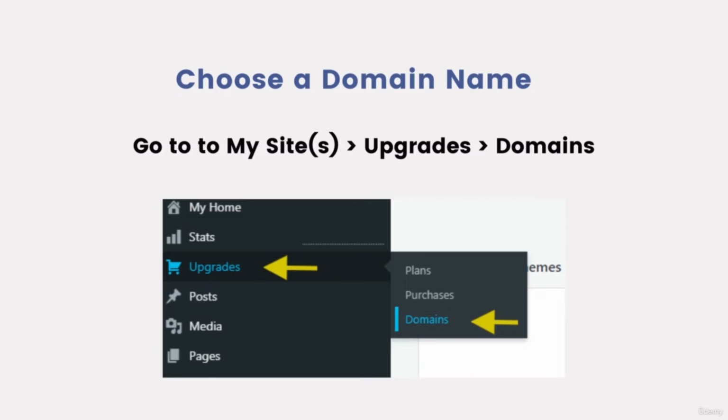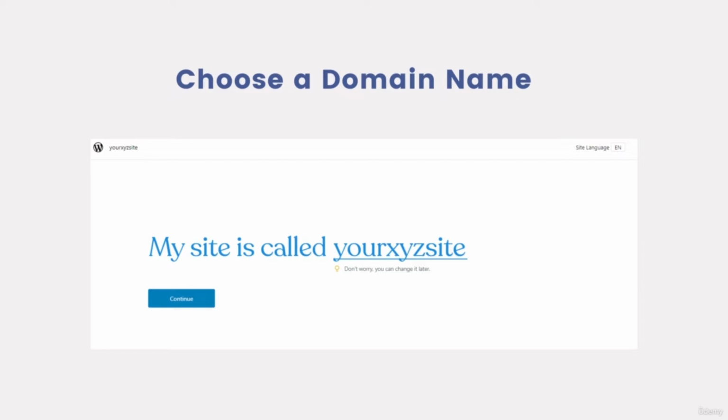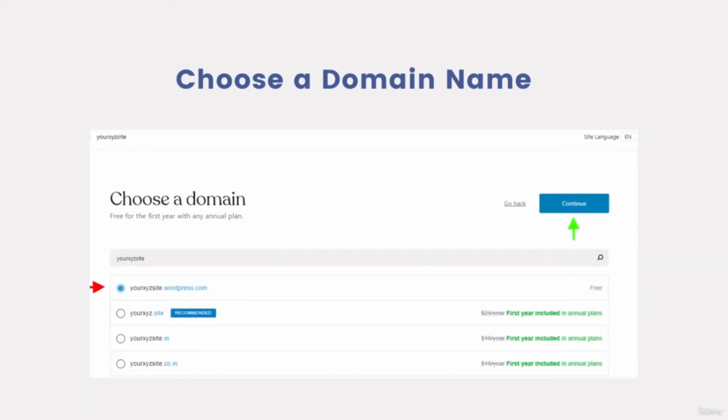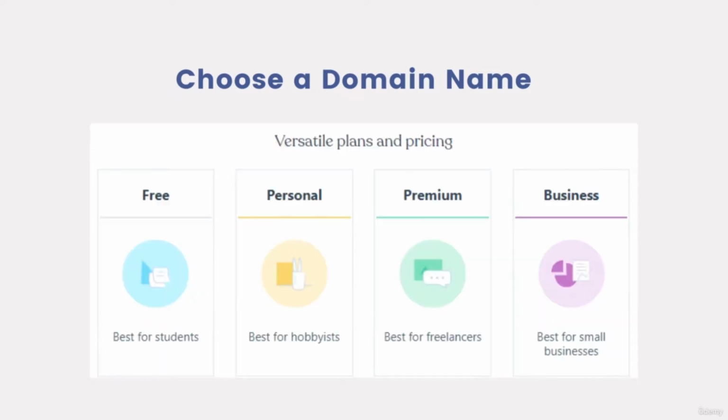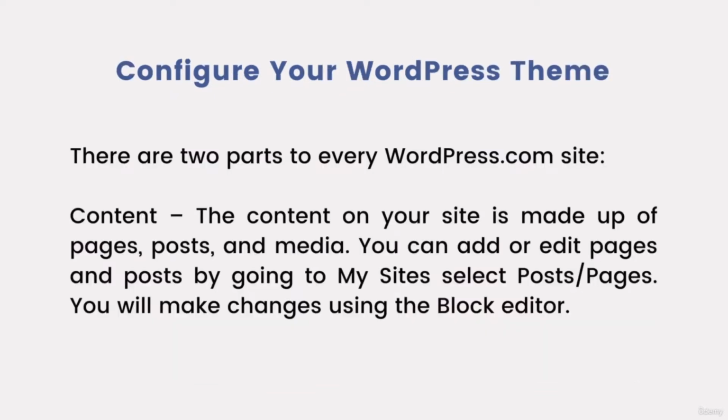How to choose a domain name? Go to My Site, select Upgrades and select Domains. On WordPress.com, you can register a custom domain, for example, your xyzsite.com, and use it instead of your site's current address, such as xyzsite.wordpress.com as your subdomain.